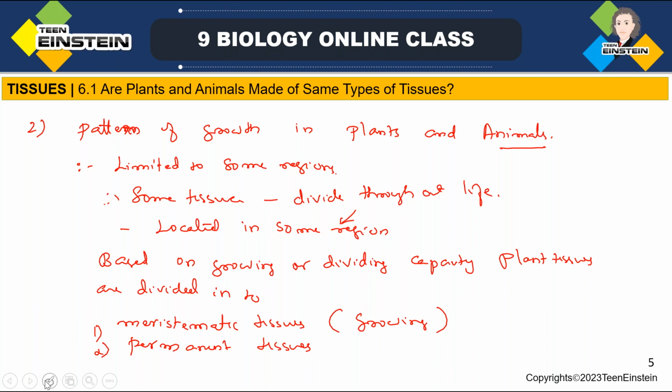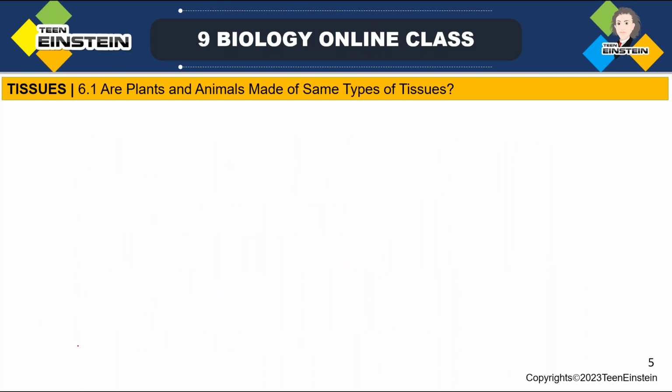Each and every point I'm saying is a difference between plants and animals. That's why the heading is plants and animals made of the same type of tissues. The first difference: one is fixed and another one is able to move. Under that, within one or two sentences you can explain in a simple way. Animals are moving, they need more energy, so they have that type of cells. Plants are fixed, they're upright, so they need more supportive tissues.